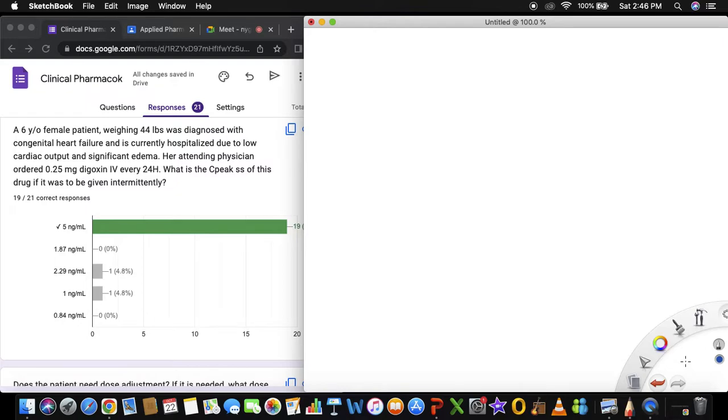Okay, so most of you got this correct naman, pero sige, let's solve this na lang, just for the sake of solving it. So weight ng patient natin is 44 pounds. Convert na natin to kilograms para hindi na mahirapan. 44 divided by 2.2, 20 kilos. Okay, 6 years old pala to. Tapos, ang kanyang dose is 0.25 milligrams, sabihin natin 250 micrograms. Tapos ang dosing interval niya is every 24 hours.